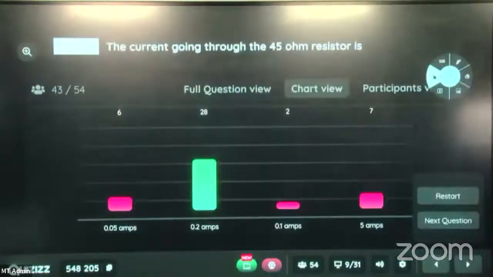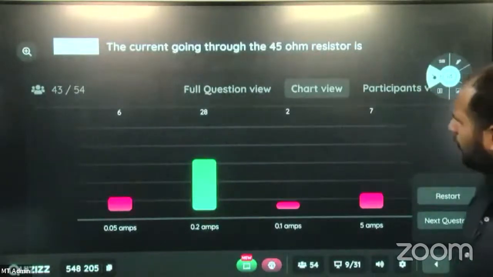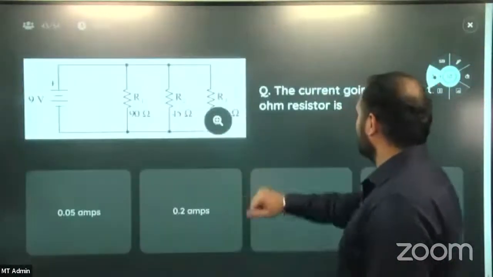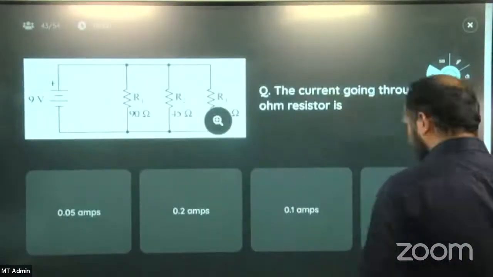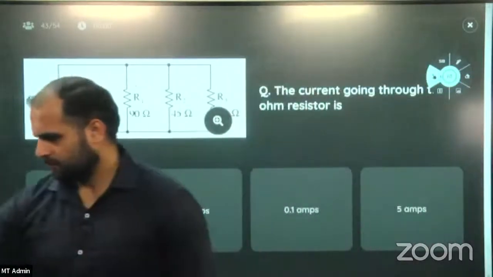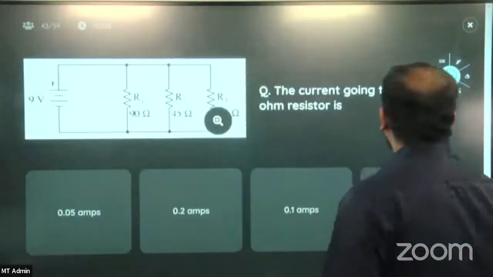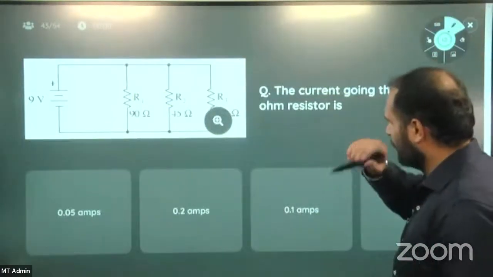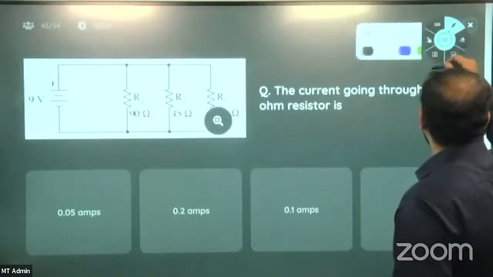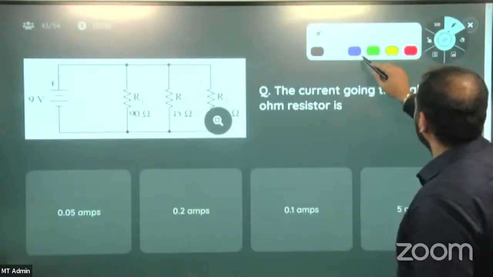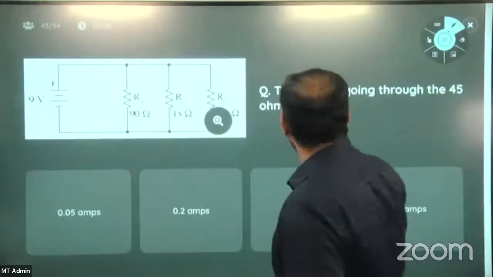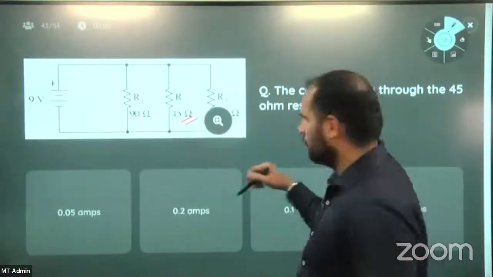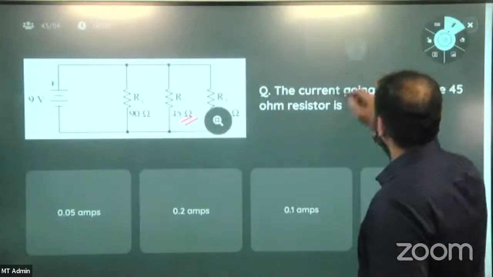Very good. 0.2 A, and almost all have got the answer right as 0.2 A. Okay. Now, what's the question? Let's see what the question is. The question is over here in front of us. The current going through the 45 ohm resistor is, let's say the 45 ohm resistor is this part. Okay, the 45 ohm resistor is this particular part.